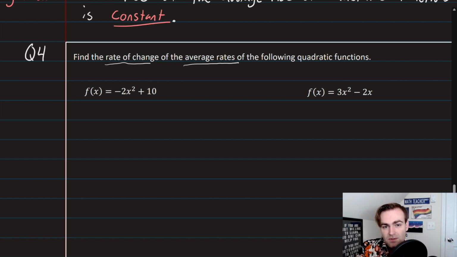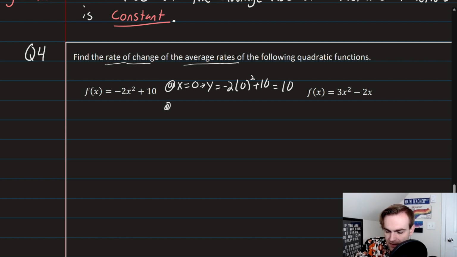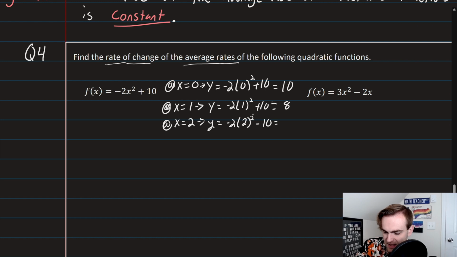So we'll do the first one together, and then I want you to pause and try out the second one. So I'm going to say at x equals 0, y is equal to negative 2 times 0 squared plus 10, which is just 10. At x equals 1, y is equal to negative 2 times 1 squared plus 10, and that would be 8. At x equals 2, y is equal to negative 2 times 2 squared minus 10. That would be 4. That would be negative 8, so that should be 2.